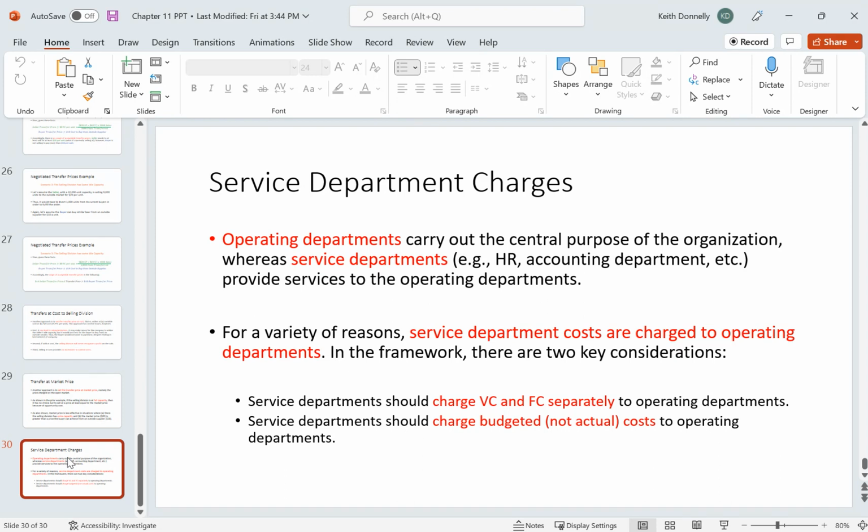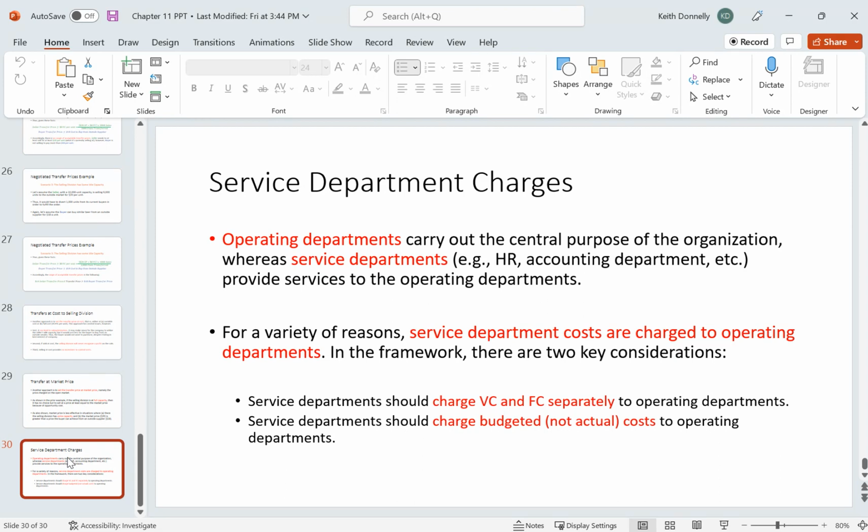Finally here, service department charges. So we've been talking about this from a product point of view. It can also be done with services. If you have different divisions whose business is providing a service, not necessarily a product, you can have one division provide services to another. As I have here, operating departments carry out the central purpose of the organization, whereas service departments, things like HR and accounting, provide services to the operating departments.